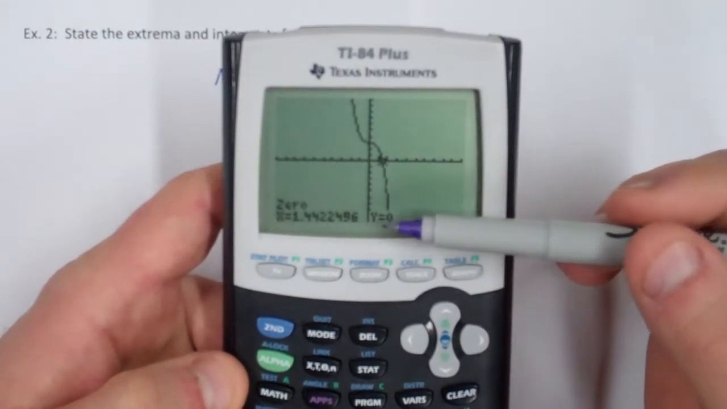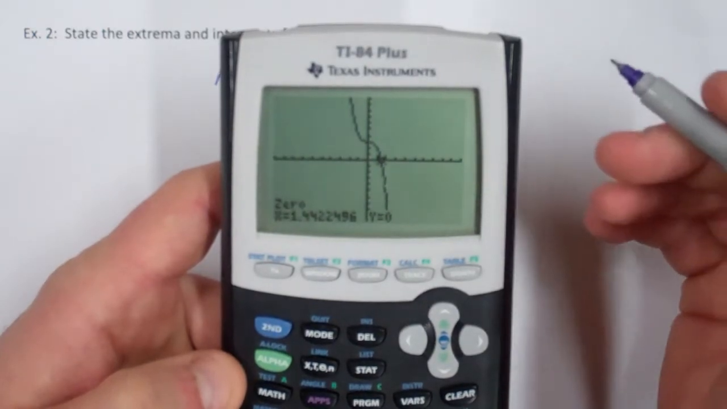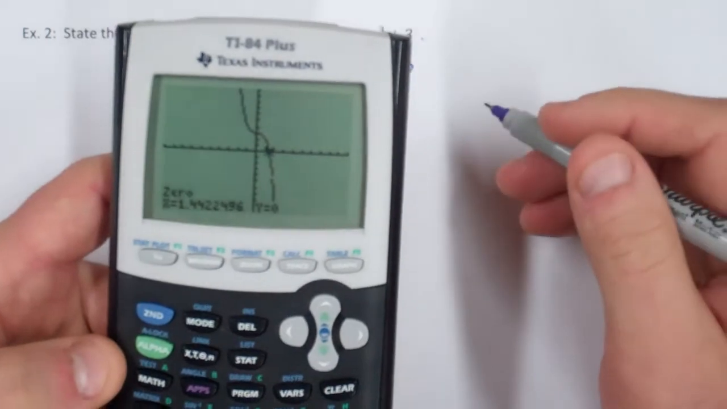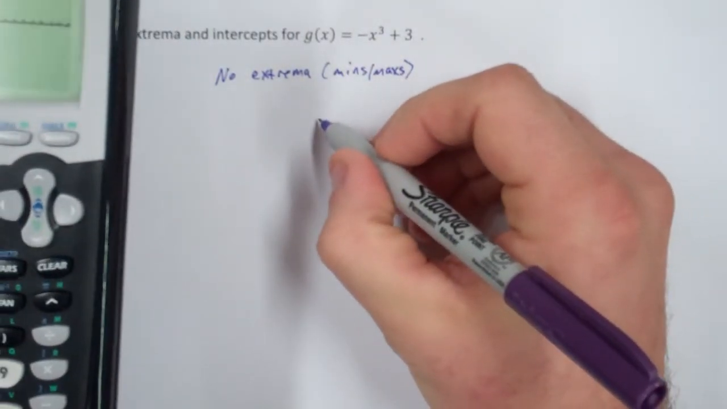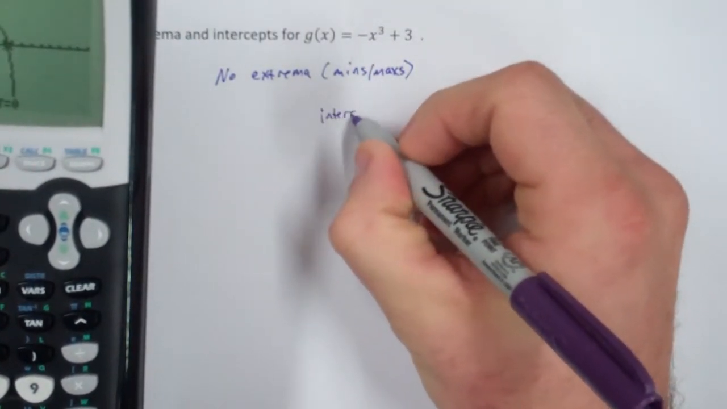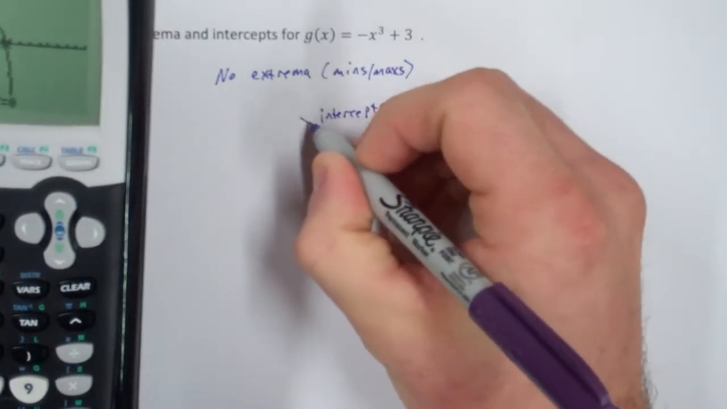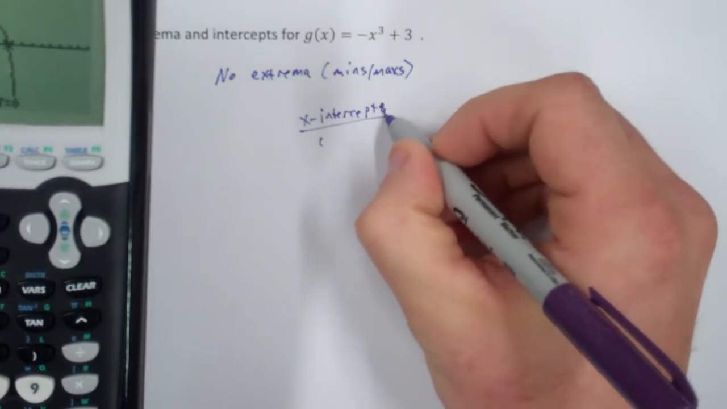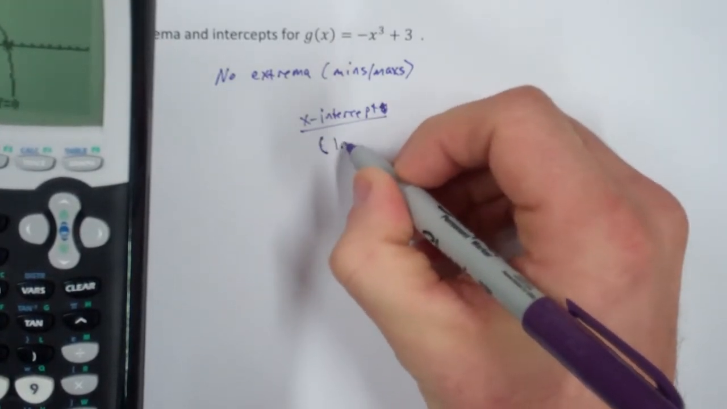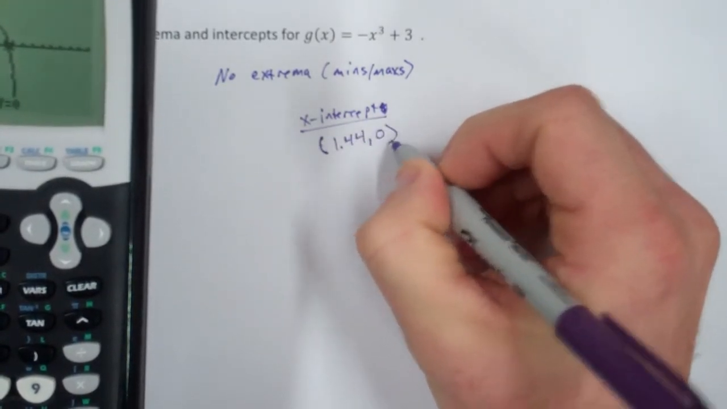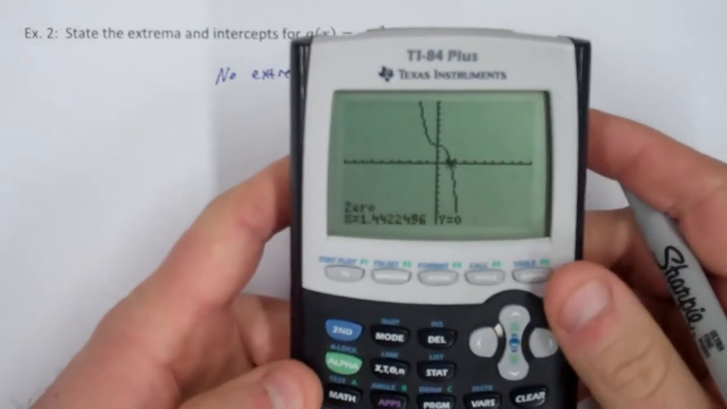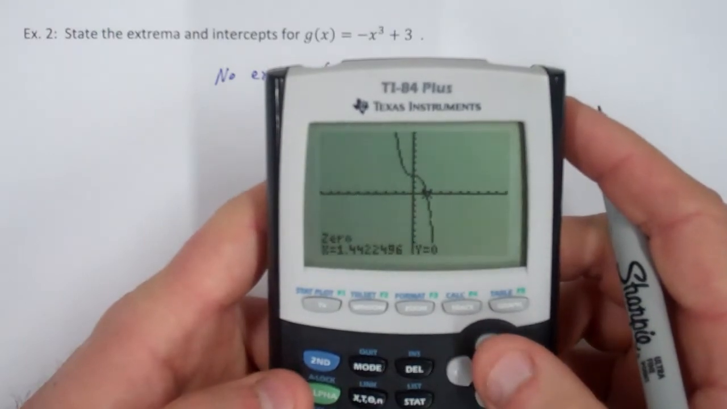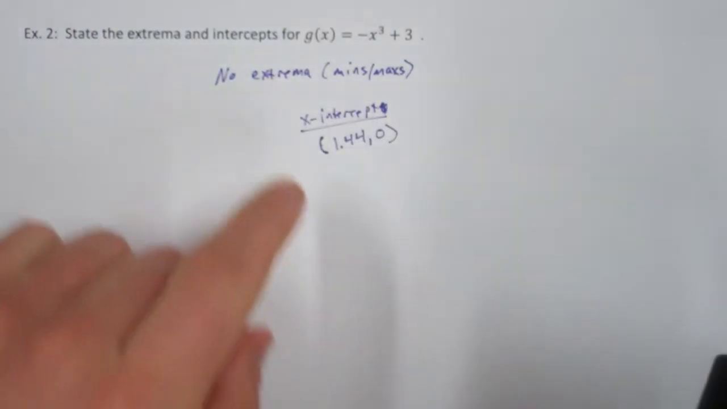The calculator will give you about 7 decimal places or so, depending on which one it is, or how big it is, I guess. So for the intercept, we'll do x-intercept here. So the x-intercept is going to be 1.44, comma 0. That's really it for this one. Not much going on as far as mins and maxes, just one x-intercept.